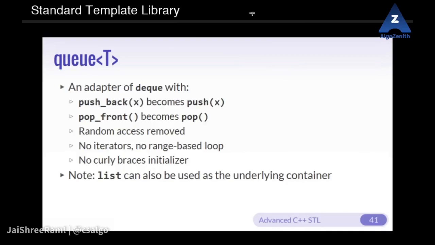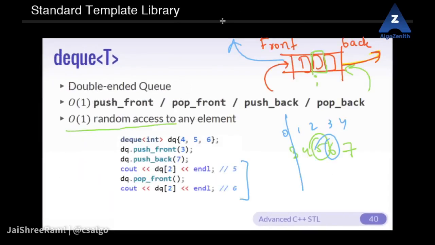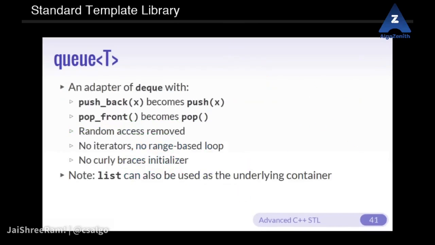So then you have q, okay. So this dq, q, stack, these are all adapters, and the q and stack can be internally implemented very straightforwardly using vectors. So that's why they are called adapters, because the implementation of these is taken from the other standard sequential or associative structures.